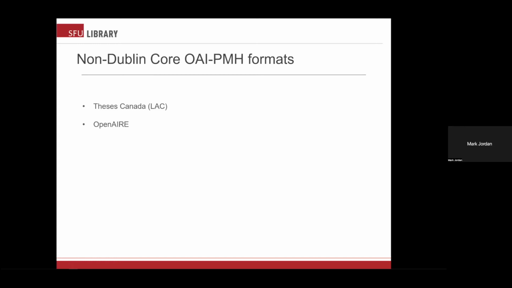And the second one is OpenAIRE, which is primarily, I think, a European initiative, but it's taking off in Canada because the Canadian Association of Research Libraries is undertaking a pilot project to aggregate Canadian IR content. And to be part of that, you need to provide support for the OpenAIRE aggregation service.